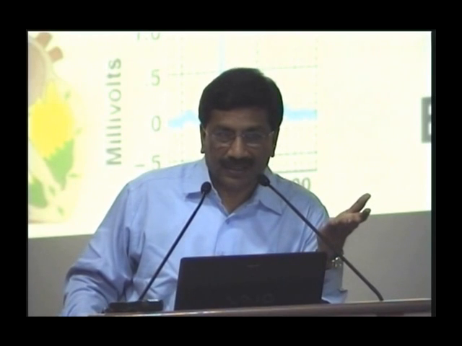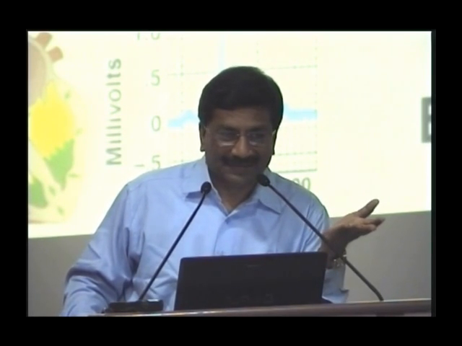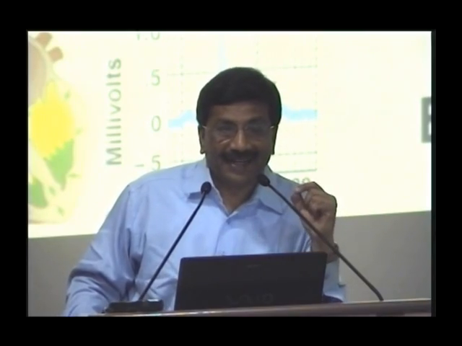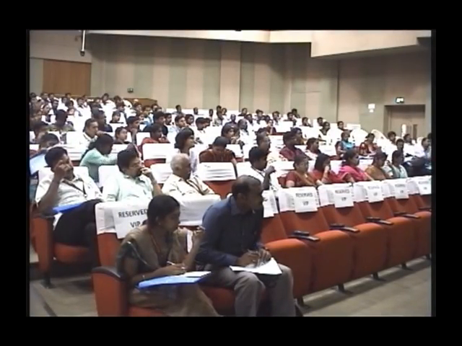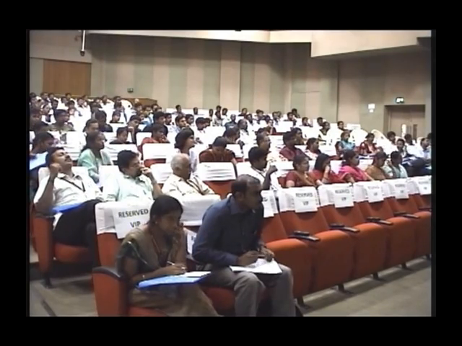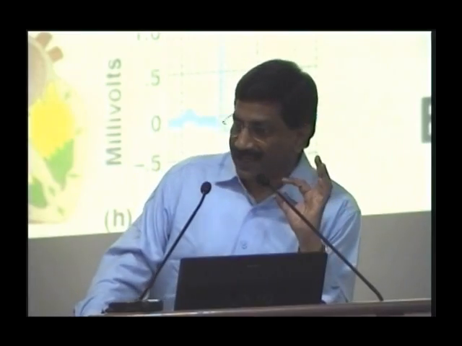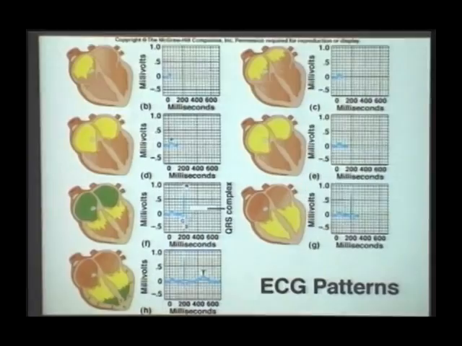You must ask me one question. Where is atrial repolarization? I told you atrial depolarization, ventricular depolarization, atrial repolarization, but I did not tell you any wave for atrial repolarization. Atrial repolarization is a very small wave. As you can see, the atrial depolarization itself is producing a very small wave. The atrial repolarization is usually within the QRS complex.